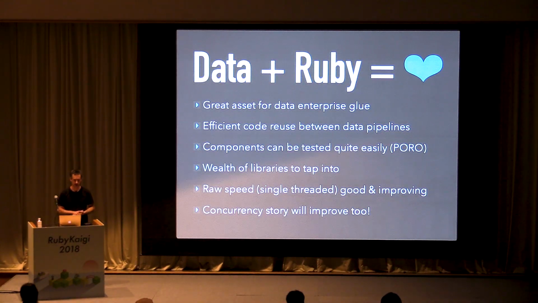Okay, in short, data and Ruby for me is a match made in heaven. Even if it's less large than some ecosystems like Python, you have great assets for doing data integration. You can do a lot of DRY code, and you have a wealth of libraries to tap into. The raw speed is really improving, and the concurrency story is also going to improve. So I'm quite happy with the setup.